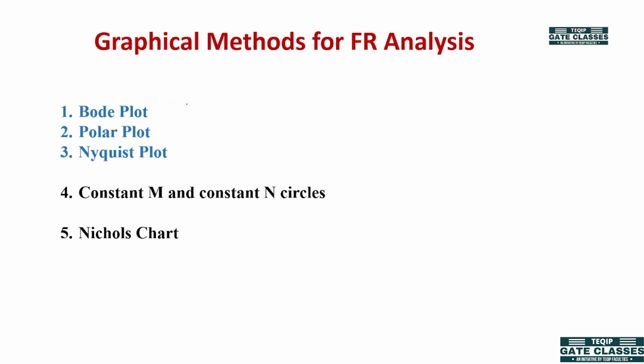So in frequency response we have 5 graphical methods to represent the frequency response of a system. One is the Bode plot, second the polar plot, third the Nyquist plot, then constant M and constant N circles, and the Nichols chart. For the GATE syllabus we have only these 3 in the syllabus. So we will be studying these plots in the next lectures: Bode plot, polar plot, and Nyquist plot. I hope you understand the basic introduction of frequency response.